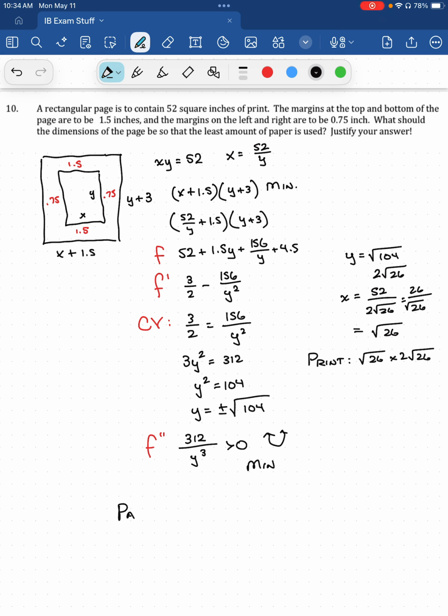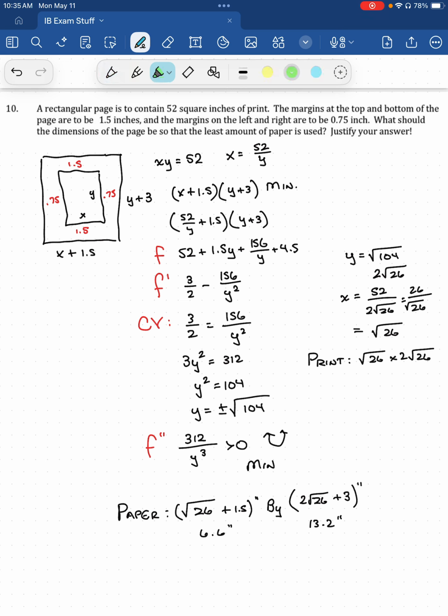Well, the paper is root 26, if that's my x dimension, that's going to get plus 1.5 inches, by 2 root 26, if that's my y dimension, we're going to add 3 inches to that. Now, if you're doing this in the calculator, this is about 6.6 inches, and this is about 13.2 inches. So that becomes the answer to my question.